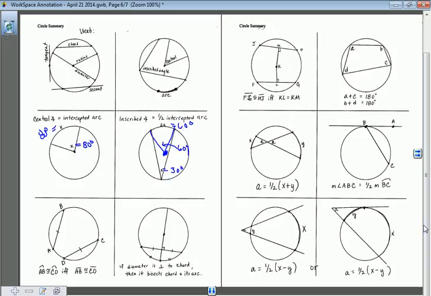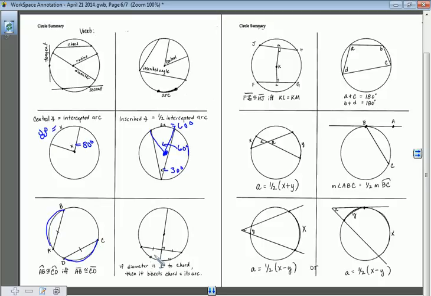Great. Now, this is taking us back to chords. Here we have a chord AB and a chord CD. If these two chords are congruent, then their intercepted arcs must also be congruent. So when we're dealing with the same circle, if the chords are congruent, then the intercepted arcs must also be congruent. Or vice versa. If they told us the intercepted arcs were congruent, then we'd know that the chords were congruent.